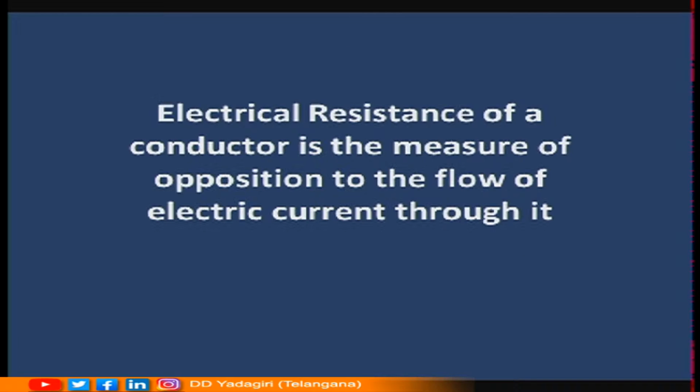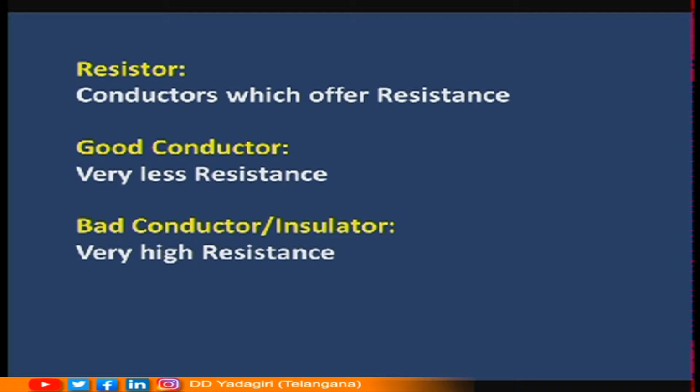The electrical resistance. Electrical resistance of a conductor is the measure of opposition to the flow of electric current through it. Conductors which offer considerable amount of resistance are called resistors, and those which offer very little resistance are called very good conductors, and those which have very high resistance are called bad conductors or insulators.